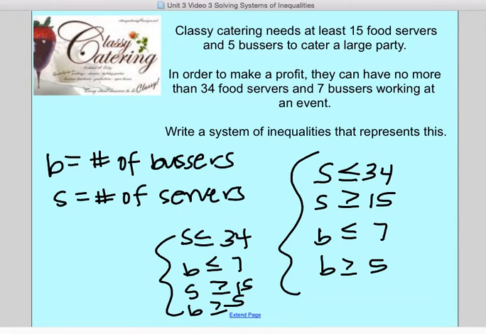Any order is fine. Okay, I can, as long as they're all there, that's what's important.